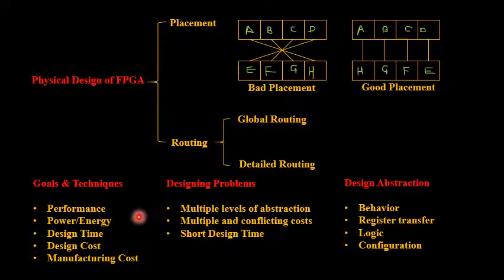So in order to solve the specific problems, we are going to use these different techniques. One is called multiple levels of abstraction, which we will be discussing in the next slide. So multiple levels of abstraction means it is going to follow a particular design flow, right from the specification, what you are going to have in terms of length or width or any other parameters in case of your design.